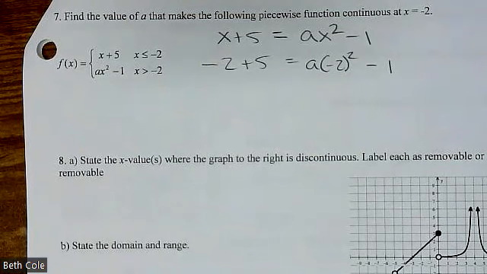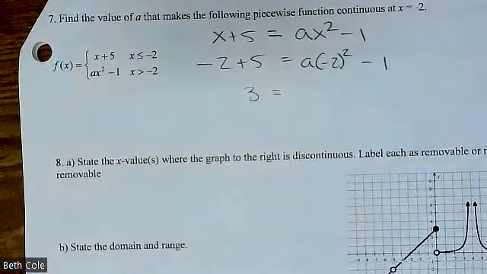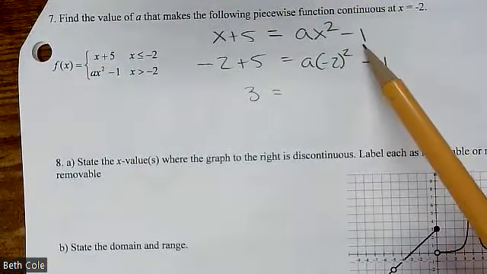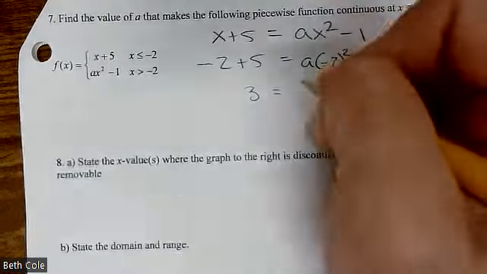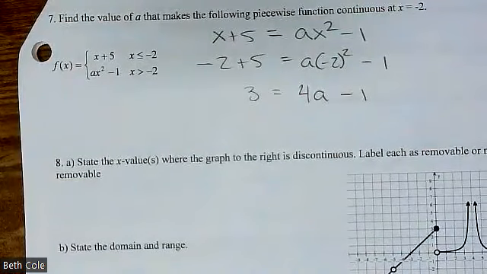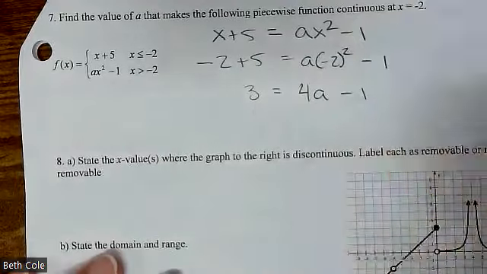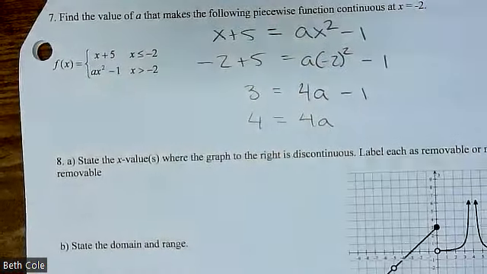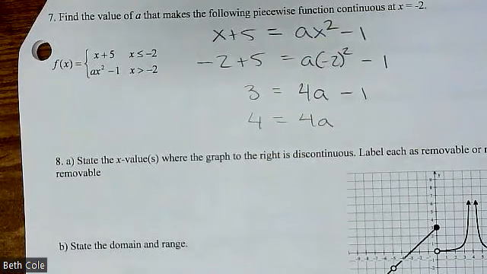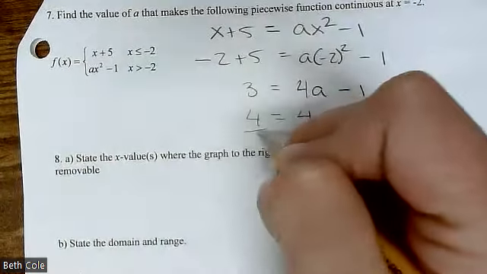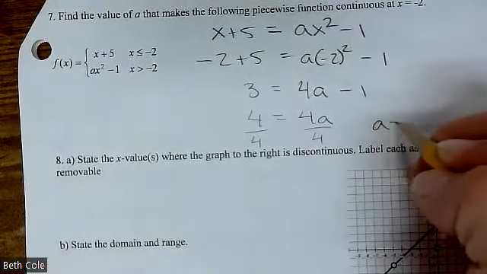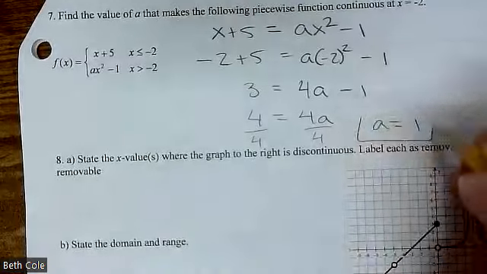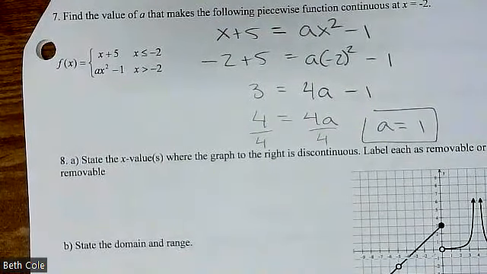So on the left side, that would just be 3. Over here, when you square something, it becomes positive. So +4. So this is 4a minus 1. All right, then what? I don't want to just talk at you. You know how to do algebra. What would be next? Add 1. Yeah, add 1. So 3 plus 1, 4 equals 4a. Divide by 4. What do we get? 1. Okay, set them equal, solve it. What happened? It's our math not mathing.